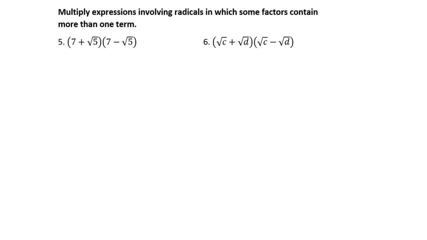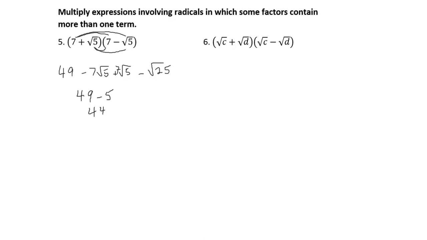Let's look at some more examples. All right, in here, same thing, 7 times 7, 49. 7 times negative square root of 5, negative 7 root 5, plus 7 root 5, minus square root of 25. And so our middles cancel out again, and we end up with 49 minus 5, which is 44.